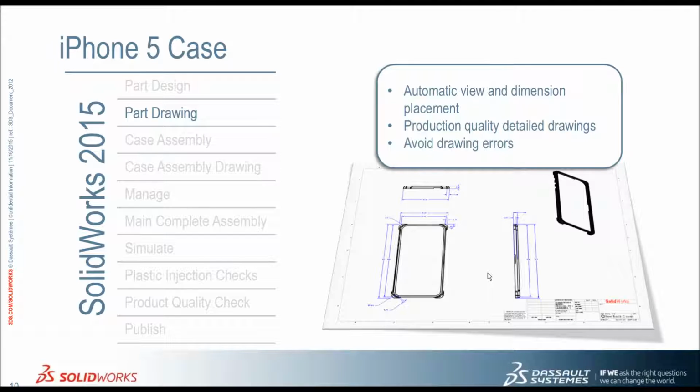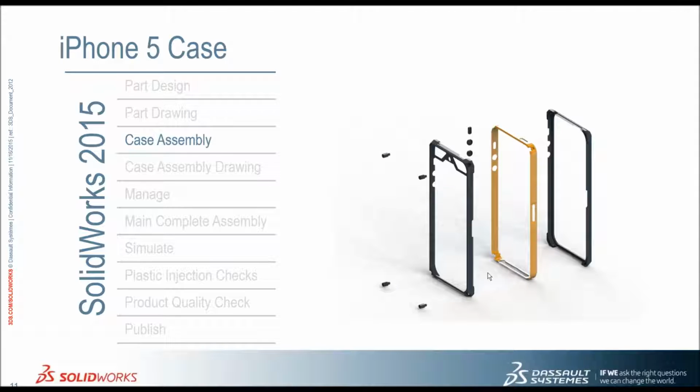So to sum up what we have seen, SOLIDWORKS enables the users to create detailed quality 2D production drawings with automatic view and dimension placement. This will help the users to avoid drawing errors and save their drafting time. Well, the part and its drawing has been created easily as shown just now.